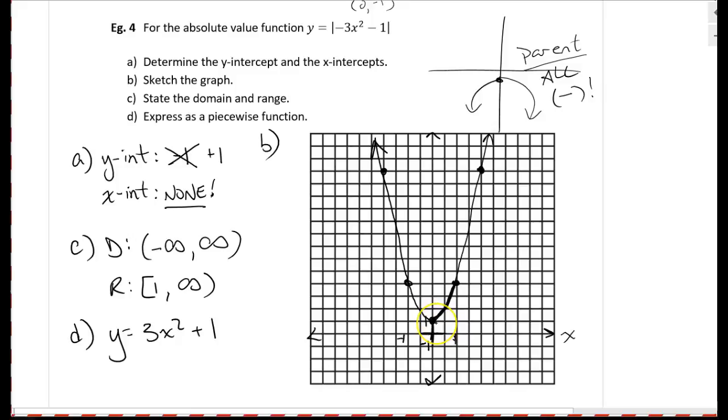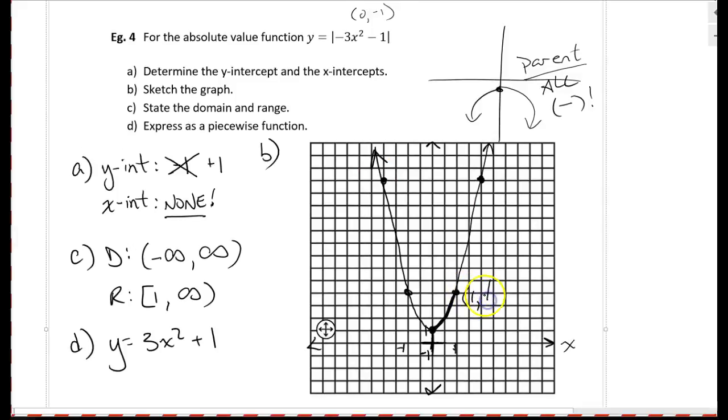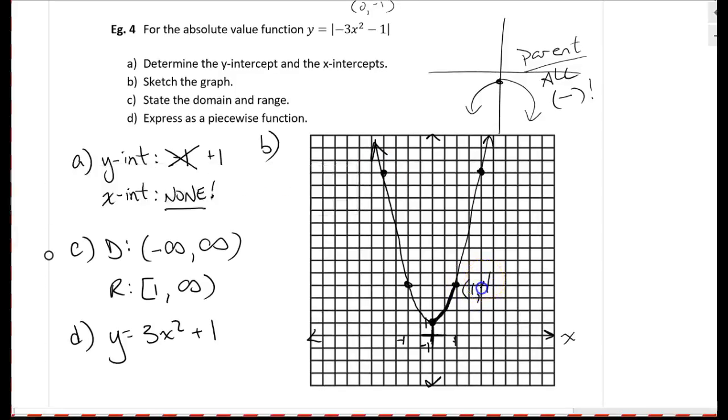So I found my vertex. I plugged in some other points to try and define where they were. This is going to be at 1 and 4 here. This is at 2 and 13, if I'm not mistaken. And then vice versa on the other side. Okay, so you plug in values to find those.